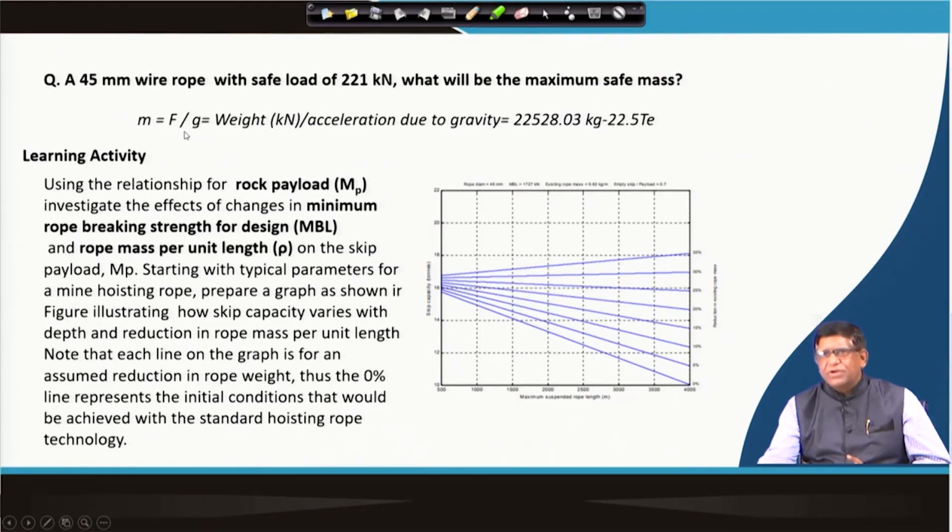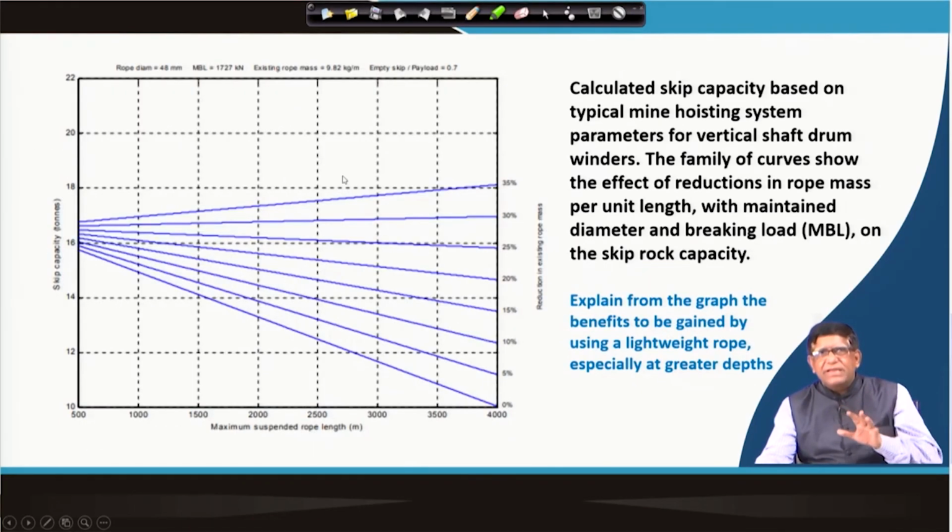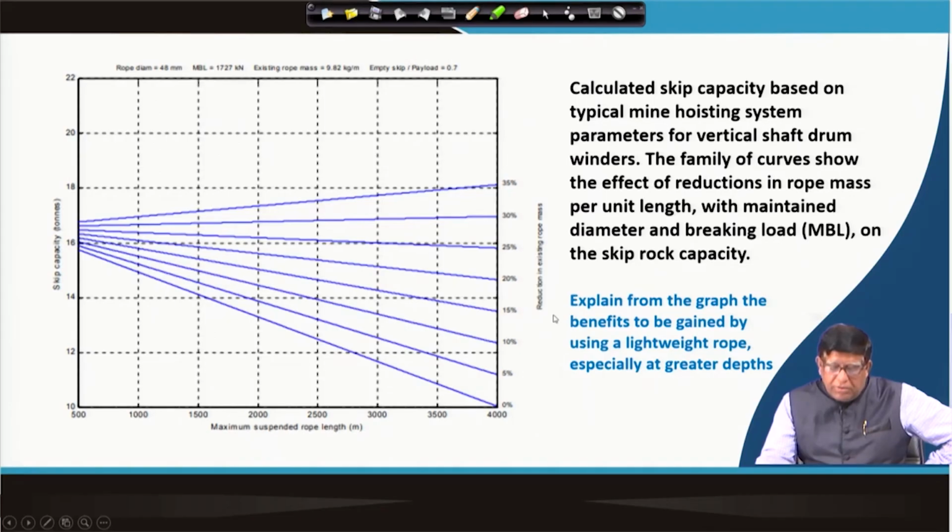From that simple Newton's equation you can find out what will be the mass which can be suspended over there. This is a very simple equation, but now for this graph, if you see here what is done, you can see here the reduction in your existing rope mass.